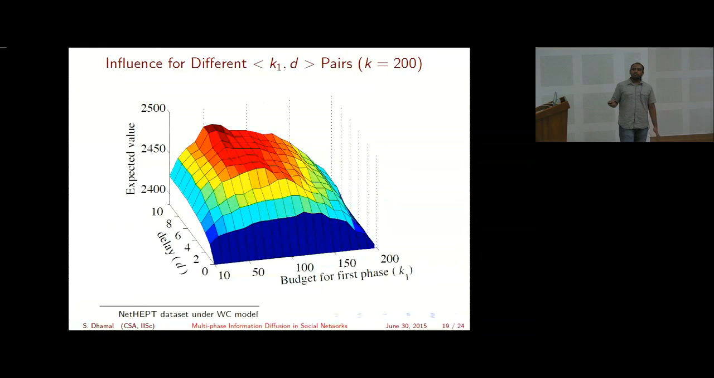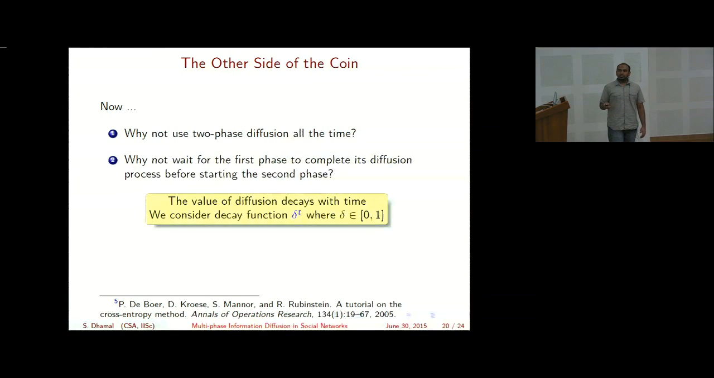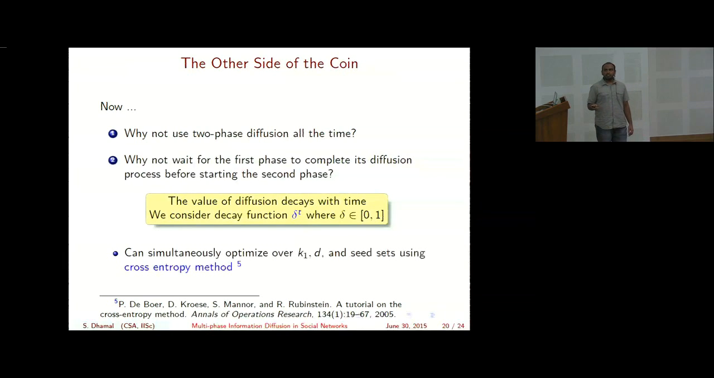I'll explain this later. The other side of the coin is: why not use two-phase diffusion all the time, and wait for the first phase to end so that we have the most observation possible? The problem is, in actual life, the value of the diffusion decreases with time. As I said, the product value decreases with time, and we would like most of the nodes to buy the product in the initial stages. So we have a decay function delta, where after one time step the product value decreases by delta, then delta square, and so on.